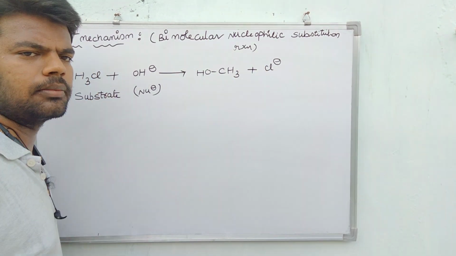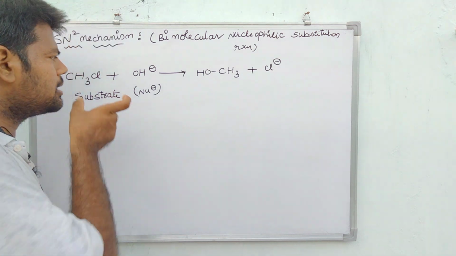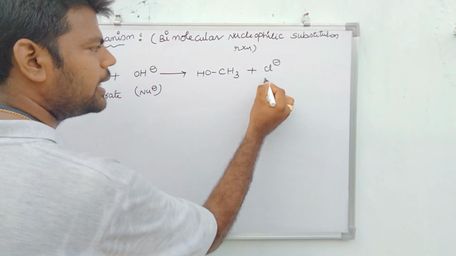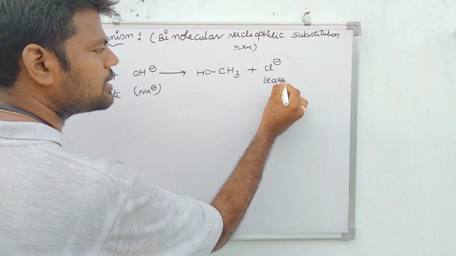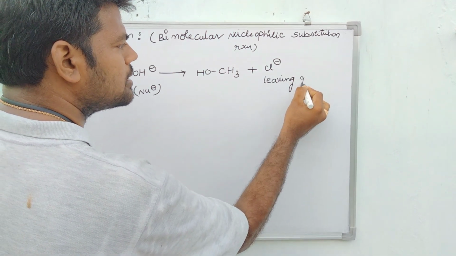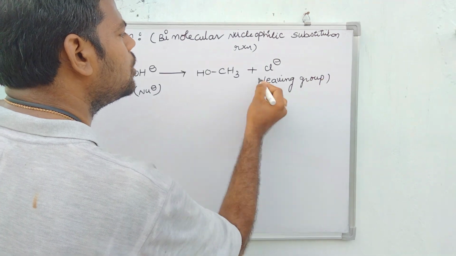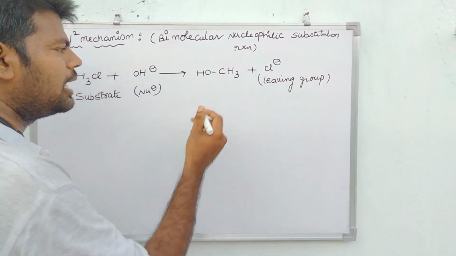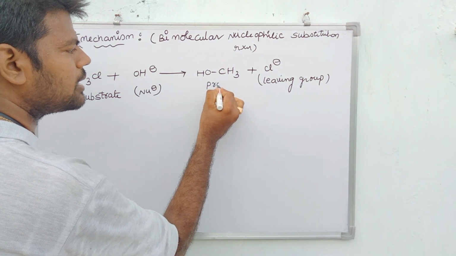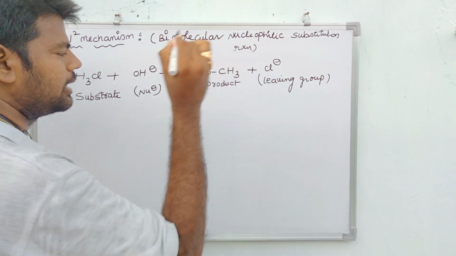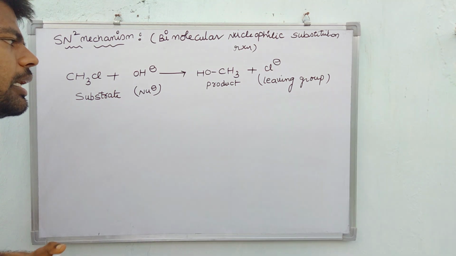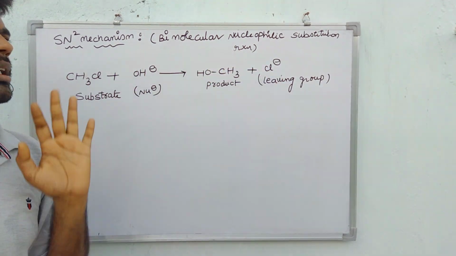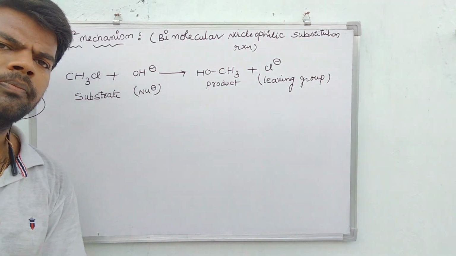Cl minus. In a substrate, the group that moves outside is said to be a leaving group. And this is said to be the product. That means when the nucleophile attacks the substrate, it automatically produces a product as well as a leaving group.